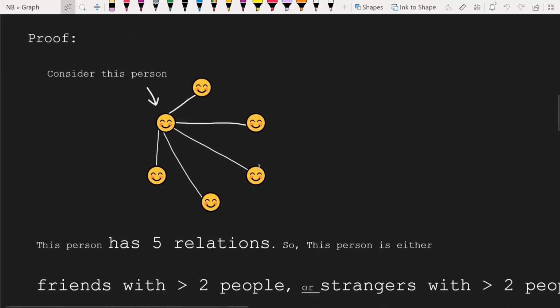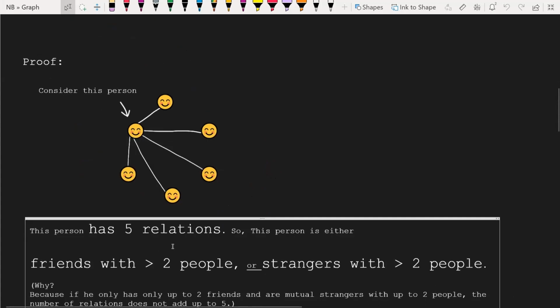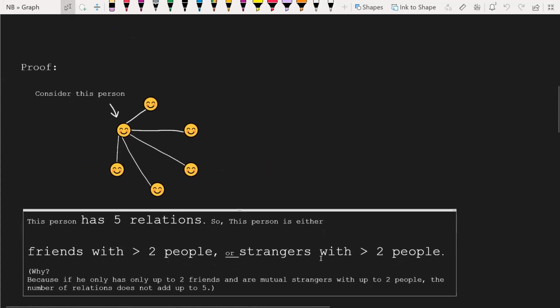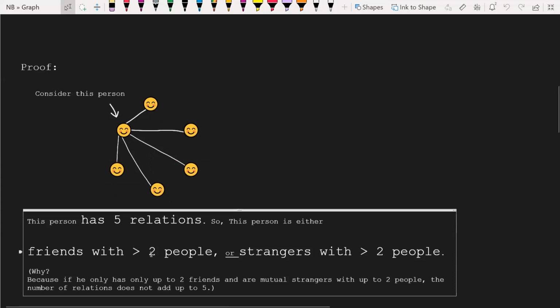In the proof, we'll consider this particular person. This person has 5 relations. So this person is either friends with more than 2 people or strangers with more than 2 people. The reason for this is because if he only has up to 2 friends and is a mutual stranger with up to 2 people, the number of relations he has does not add up to 5. That's why, given that he has 5 relations, he needs to be friends with either more than 2 people or be strangers with more than 2 people.